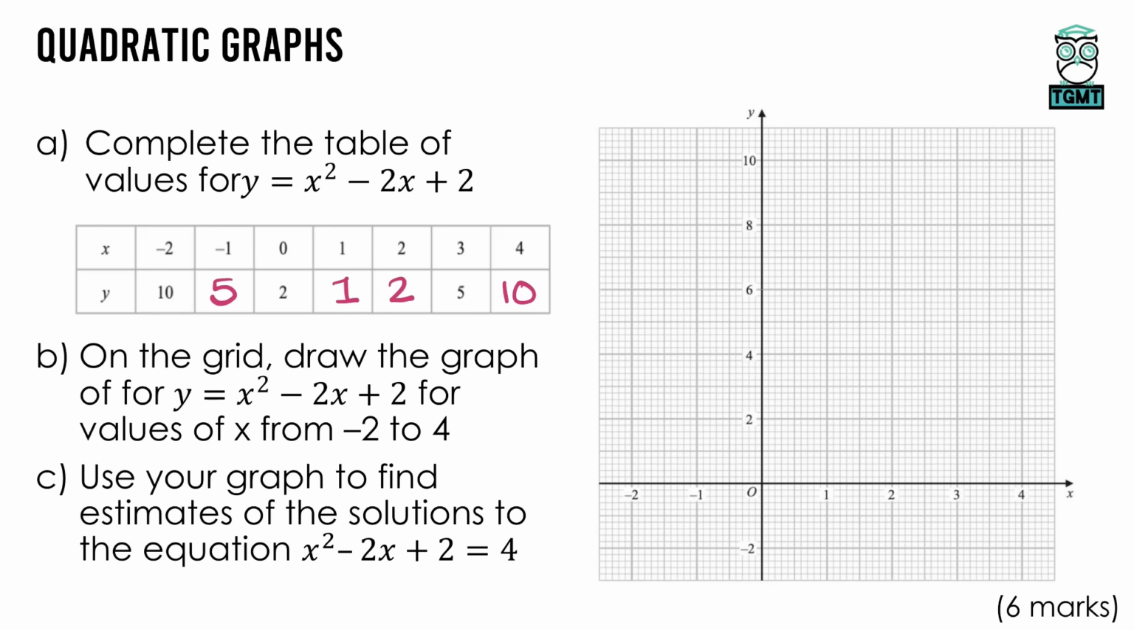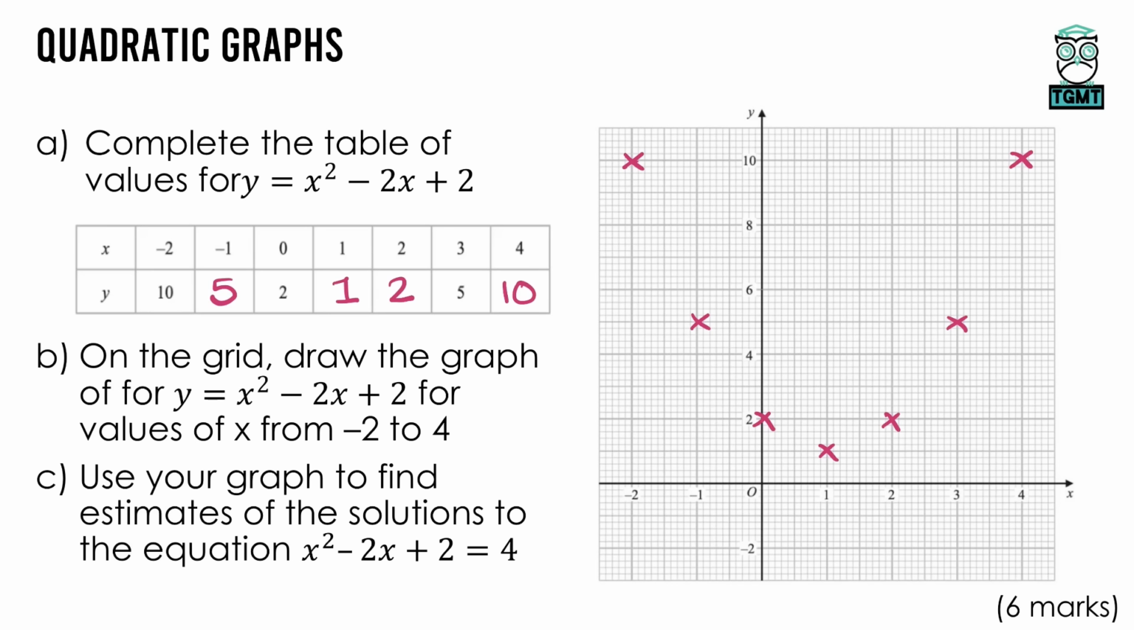So now we've actually got the coordinates, we can go and plot them onto our graph. We have -2 that goes up to 10. We have -1 that goes up to 5. We have 0 that goes up to 2. 1 that goes up to 1. 2 that goes up to 2. 3 that goes up to 5. And then 4 that goes up to 10.